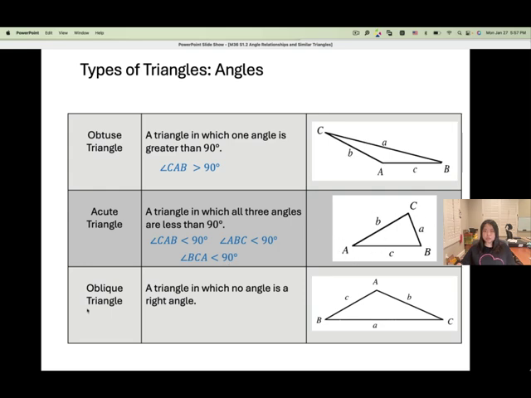Last one, oblique triangle: a triangle in which no angle is a right angle. Okay, obviously this is less than 90, less than 90. And this one, it doesn't look like it's equal to 90 degrees, right? I guess it's going to be greater than 90. Okay, so we're going to say angle ABC not equal to 90, angle BCA not equal to 90, and also angle CAB, so angle A is not equal to 90 degrees.